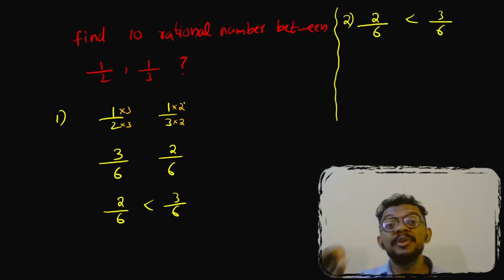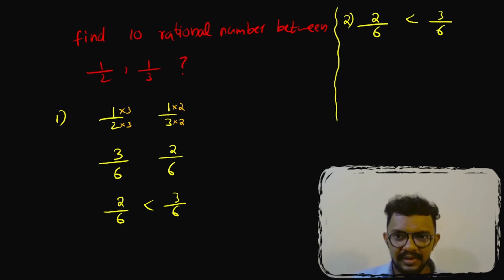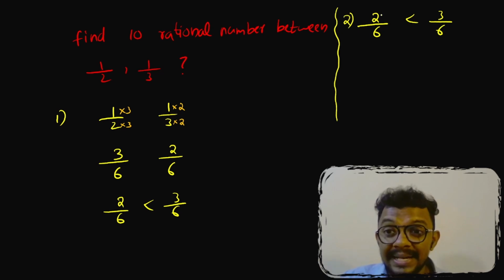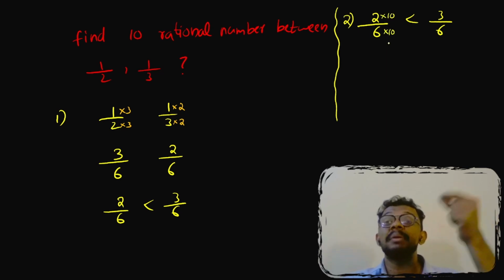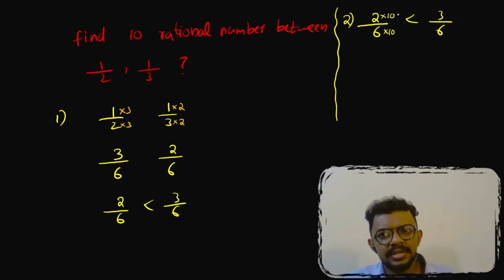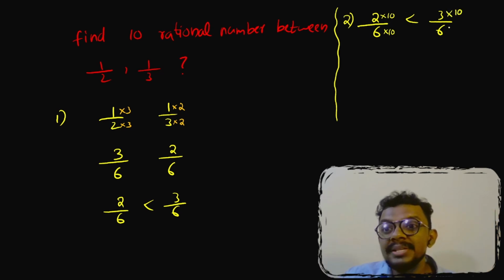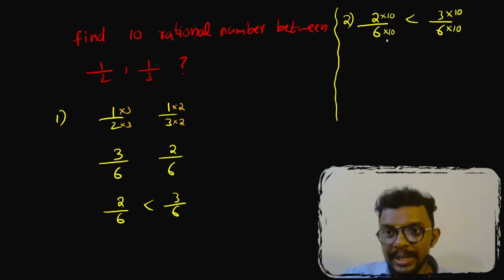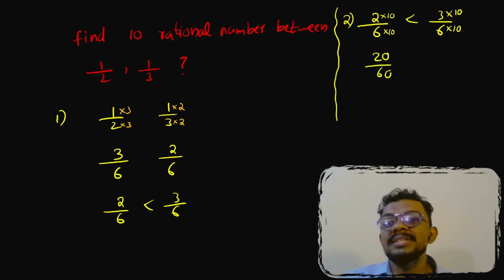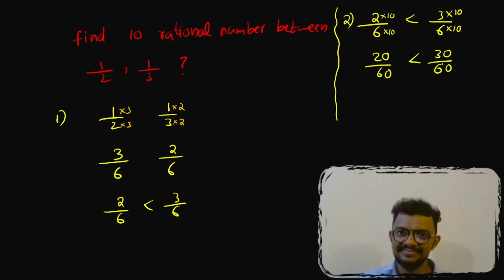Multiply the same number in the numerator as well as the denominator. For example, I'm multiplying 10 in the numerator as well as the denominator, here and here. Not a problem, the number won't change. 2 into 10 is 20, 6 into 10 is 60. 20 by 60 is less than 30 by 60. Probably you got the strategy.